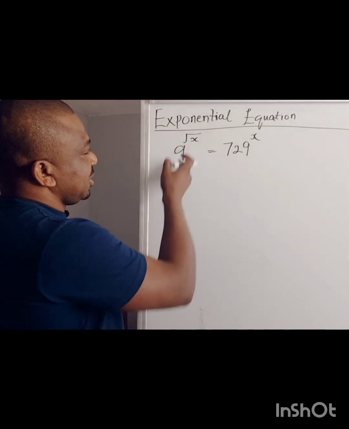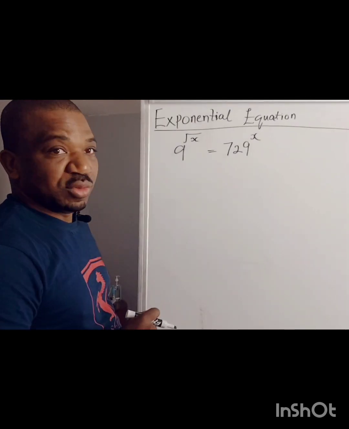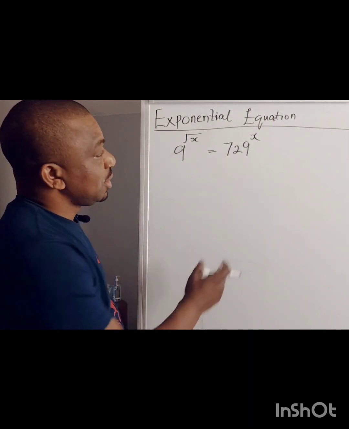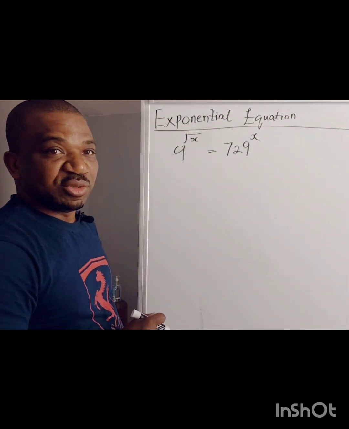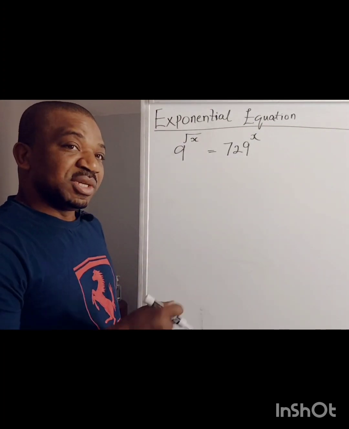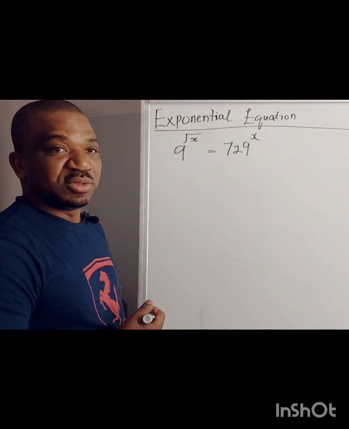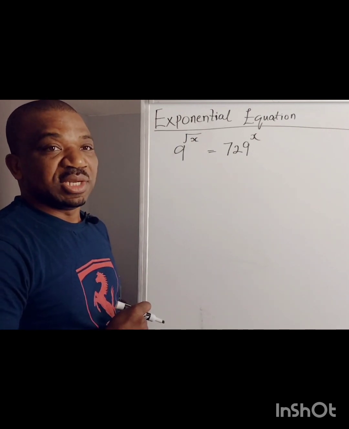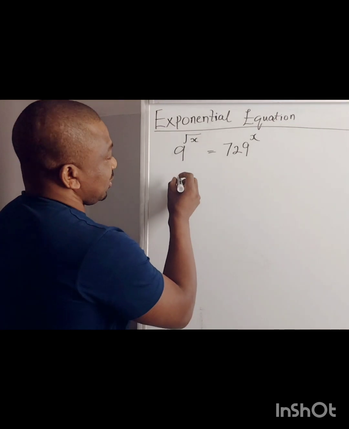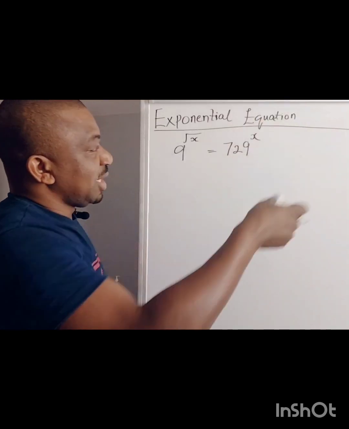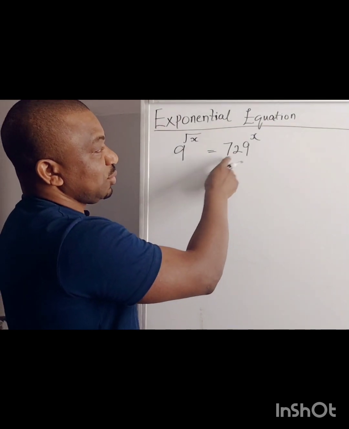And here it says 9 to the power of square root of x. On the left hand side, we have 9 as a base. On the right hand side of this equation, we have 729 as a base. But there's no agreement in both of them, and the only way we can solve it is to bring them into alignment. So here we know that 9 to the power 3 is equals to 729.